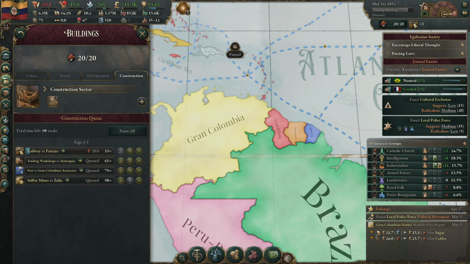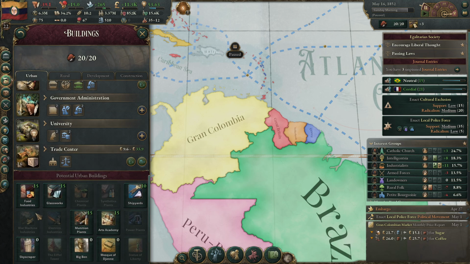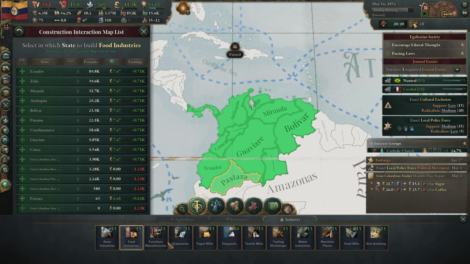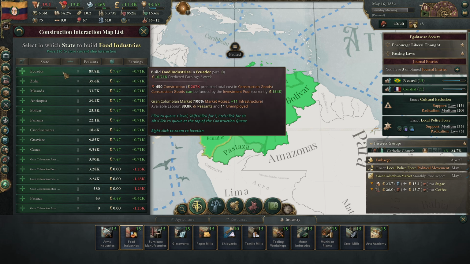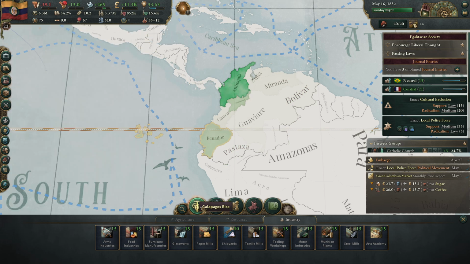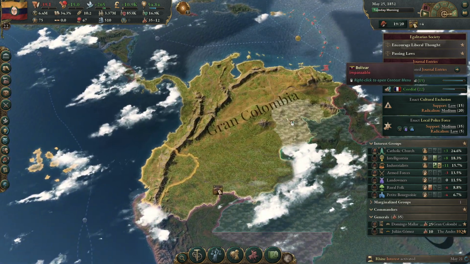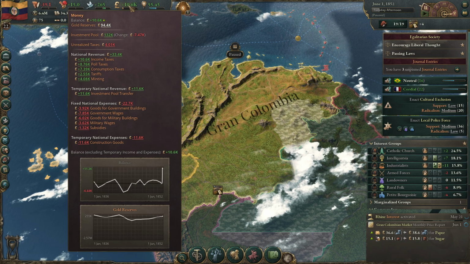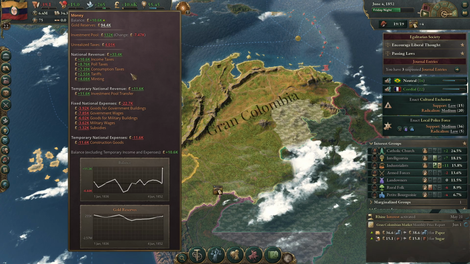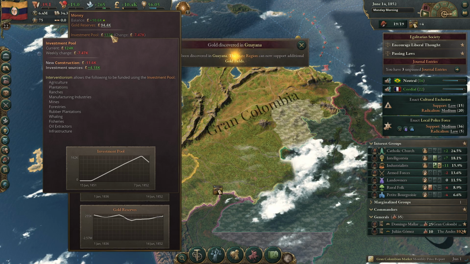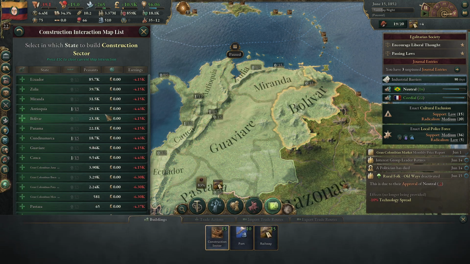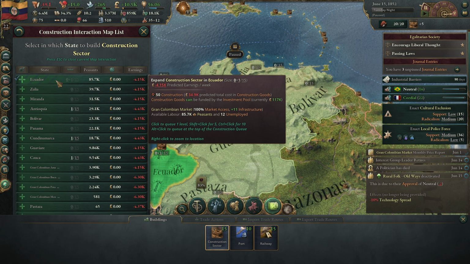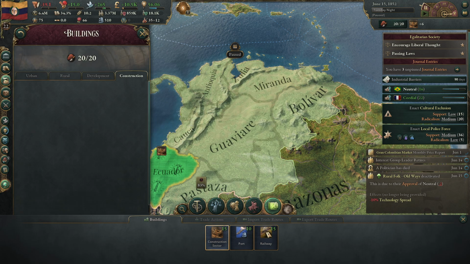Oh yeah, and I want my food industries. Where am I gonna build this? Well, Ecuador is having so many peasants still. Guess I have to build it there. Do it in. Holy shit, why do we make 10,000? Investment pool. We were not using our investment pool. Okay, I think it's time to get a couple more construction sectors in. Especially in Ecuador, because we are building there a lot. Let's start with one only. Let's build 2 there.